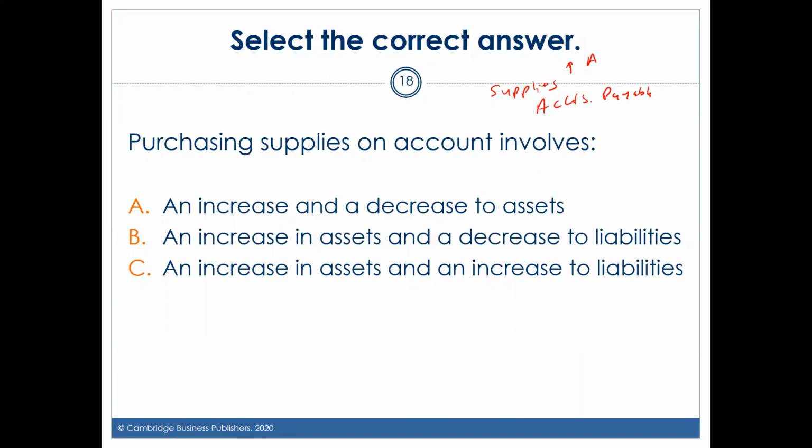It goes up. Accounts payable is what we owe our suppliers who've given us stuff. So whenever we purchase supplies on account, accounts payable goes up. Accounts payable is a liability, so liabilities go up. Assets go up, liabilities go up. C, you guys answered right.